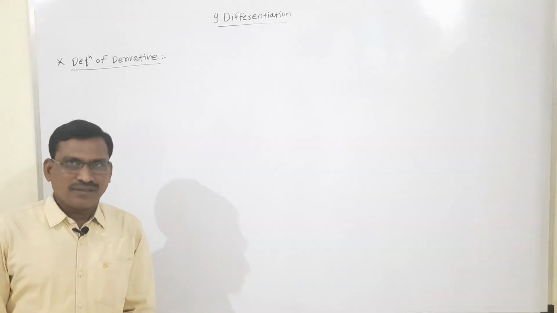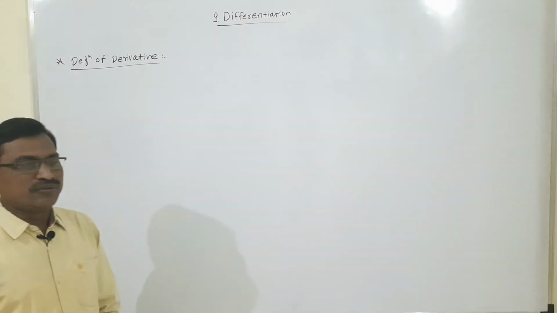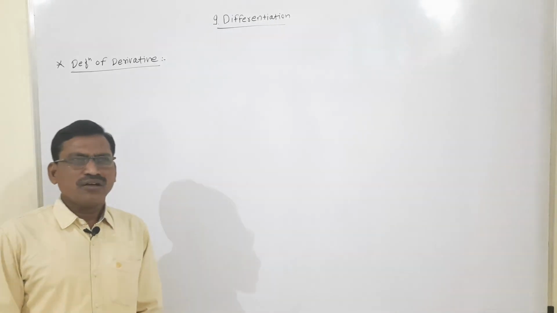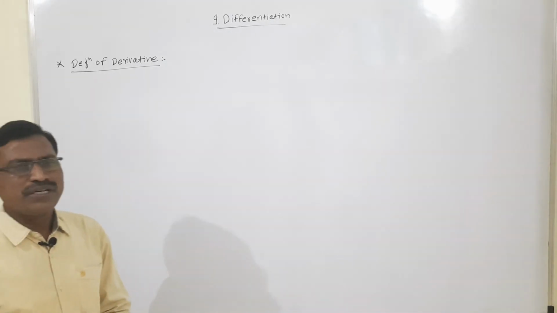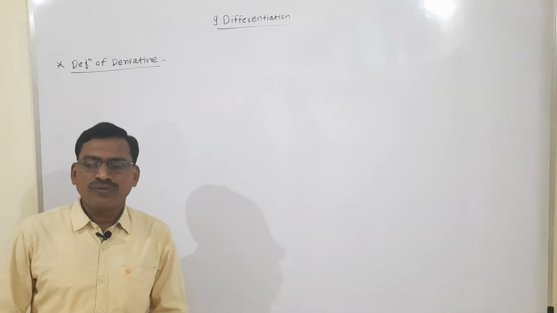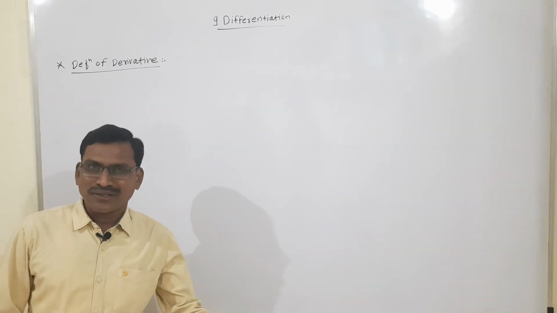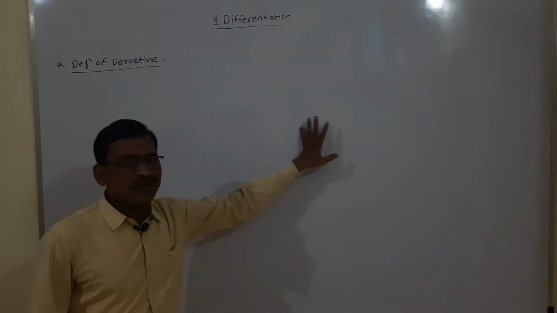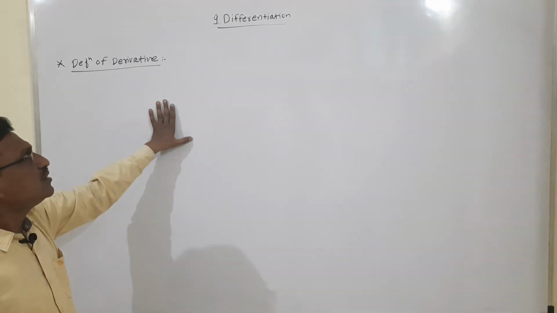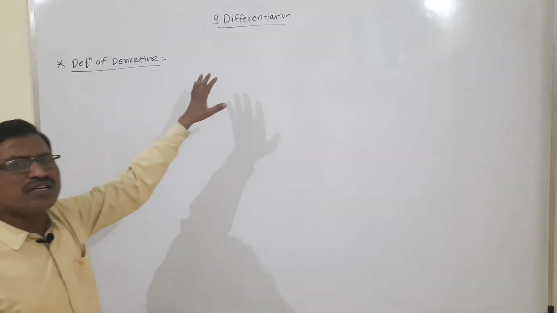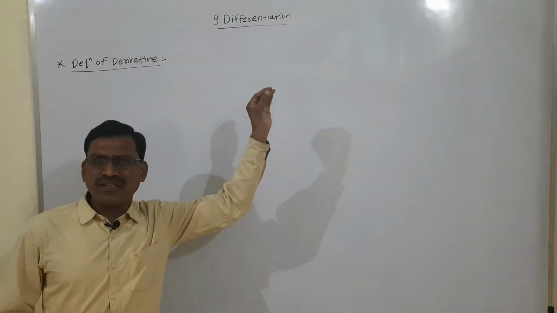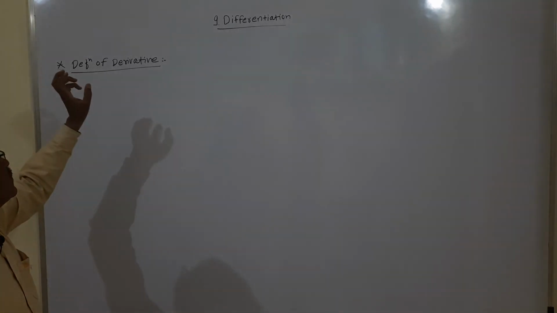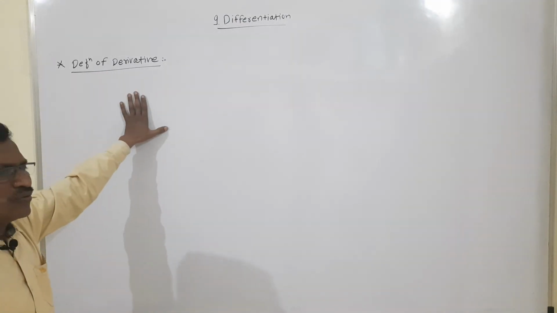Hello student, in the last lecture we saw that the chapter on continuity is complete. Now we will take the next chapter, chapter number 9, that is differentiation. Differentiation is the process of finding the derivative. So first of all, the definition of derivative.